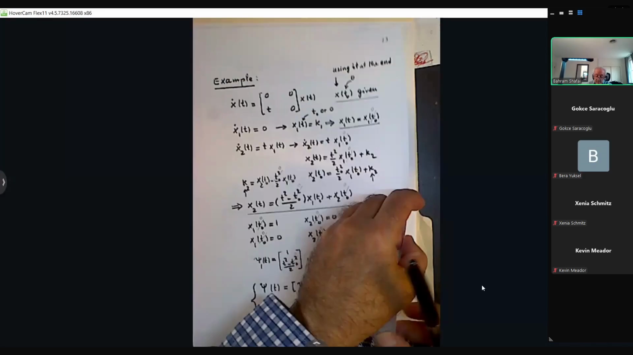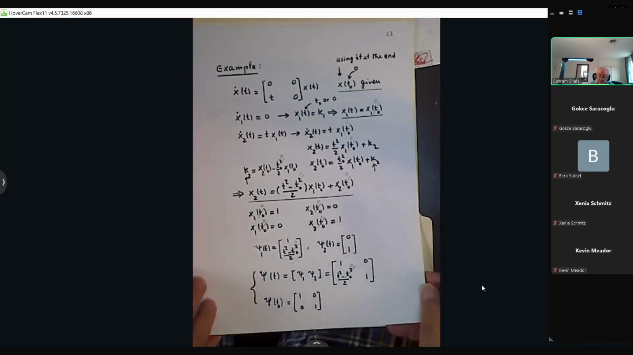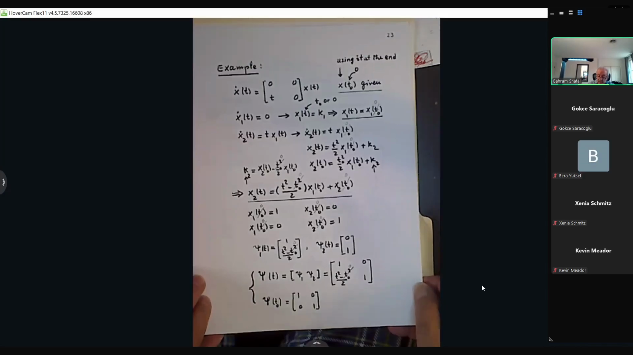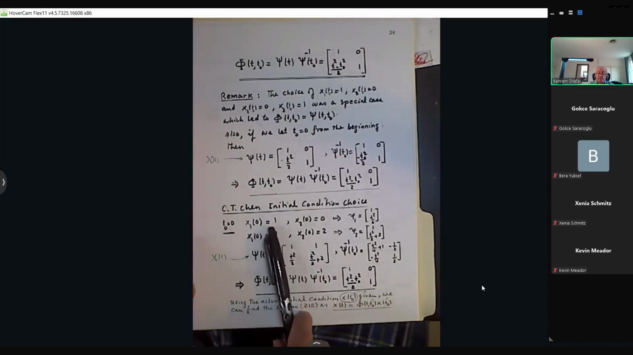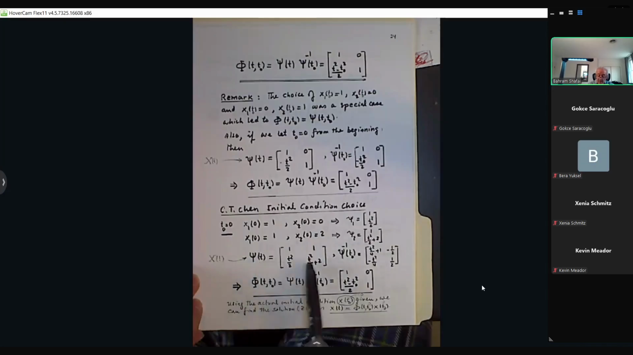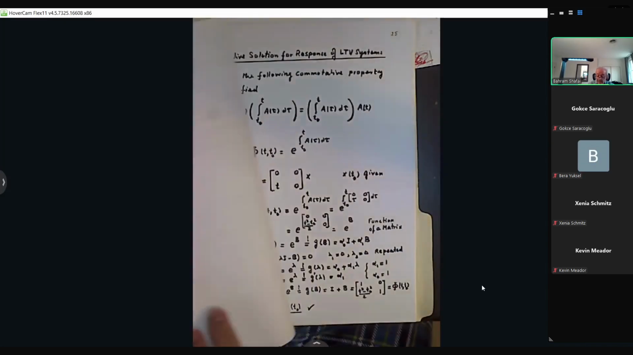This is when we considered 1, 0, 0, 1. But you can use any two linearly independent vectors, like this one here, similar to Chen's textbook, where I put x1 of 0 equal 1, x2 of 0 equal to 0, and the other one x1 of 0 equal 1, x2 of 0 equal to 2. You see that the fundamental matrix was not the same as the state transition matrix. So while this one is not unique, this one is unique. And obviously you can find the solution at the end.